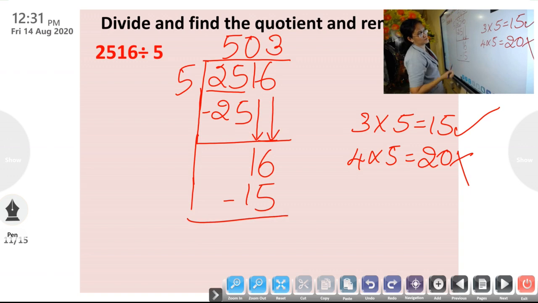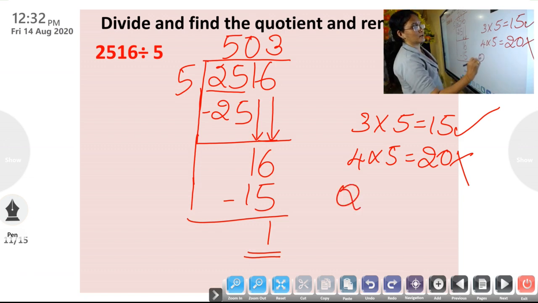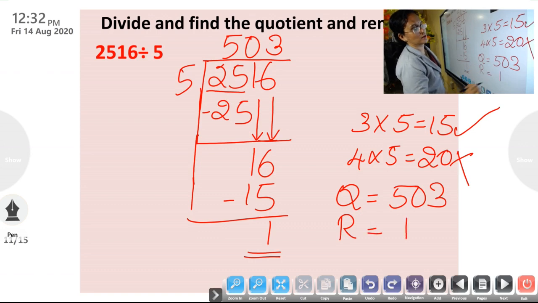And what is the remainder? Subtract to get the remainder. 6 minus 5, 1. 1 minus 1, 0. So remainder is 1. Okay, so answer the quotient. Your question is divide and find the quotient and remainder. So what is the quotient we got? We got 503. And what is the remainder? It is 1. Okay. You are not asked to check your division. So only you find the quotient and remainder.